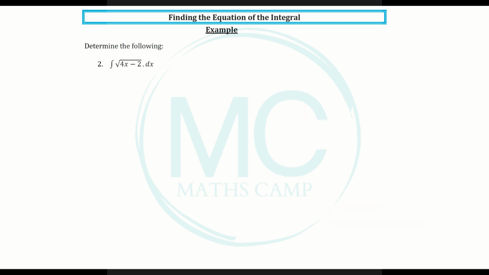Let's do another one. Determine the following. In this case, we have 4x minus 2 under a root. When differentiating and integrating, it is always easier to turn the root into a fractional exponent. So I'm going to rewrite this equation. Let's give it a bracket. 4x minus 2 with an exponent of 1 over 2. And this is the equation that we need to integrate.